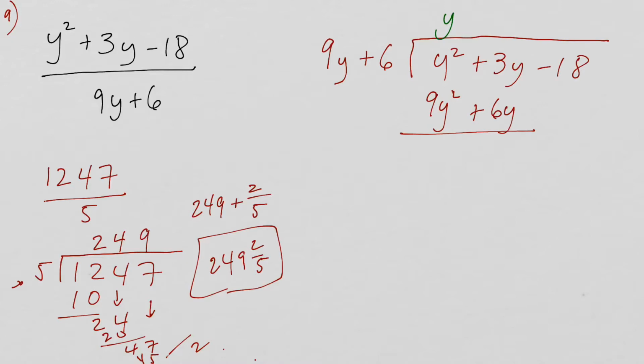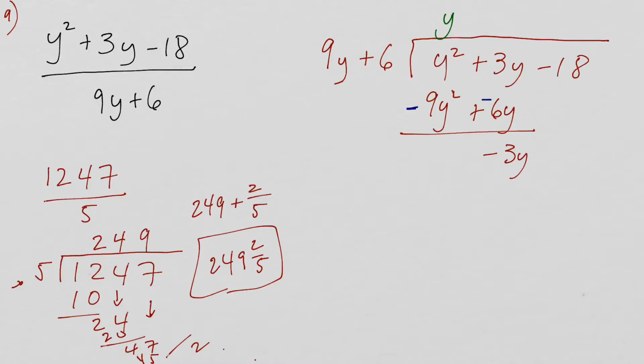Once we start getting positives and negatives, it's very easy to make a mistake subtracting. So what I'm going to do instead, just as a rule, instead of subtracting, I'm going to flip the sign of the bottom row and I'm going to add. It's the same thing, but it'll save me once I get some negatives sprinkled in there. So 3y plus negative 6y is negative 3y.